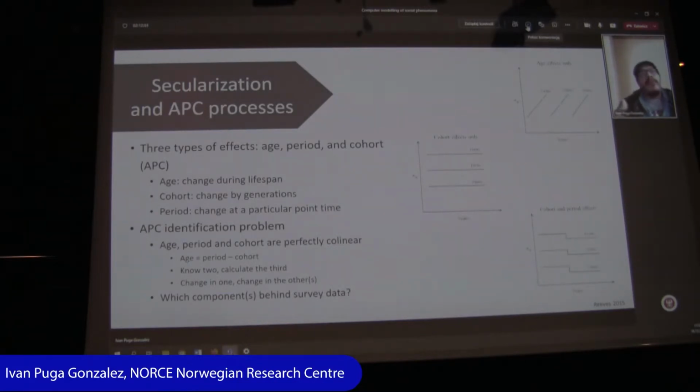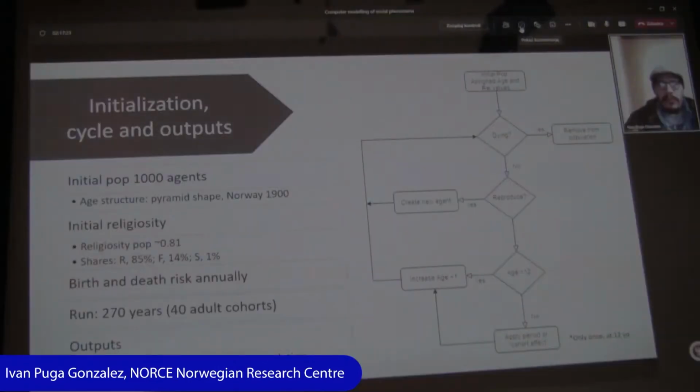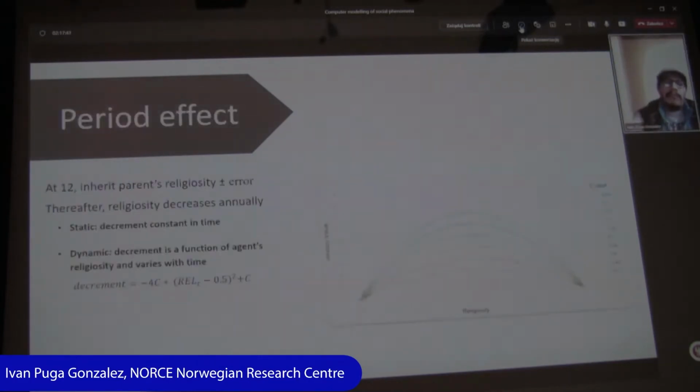And you may think about a period effect with cohorts, and what we're measuring every single year is the average religiosity of the population and the average religiosity of the cohort. And at the same time, we are measuring the proportions of religious, fuzzy, and secular people at every time step. So, these effects that I'm talking about.